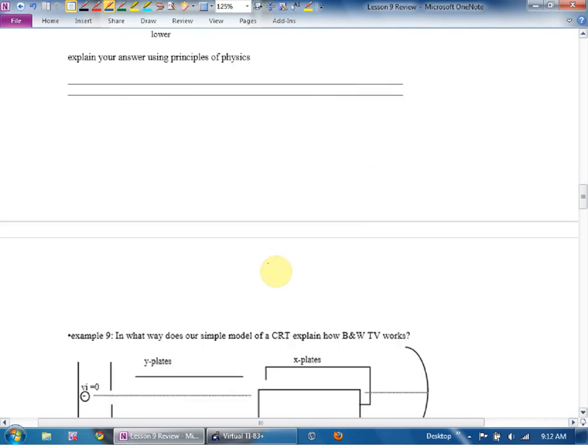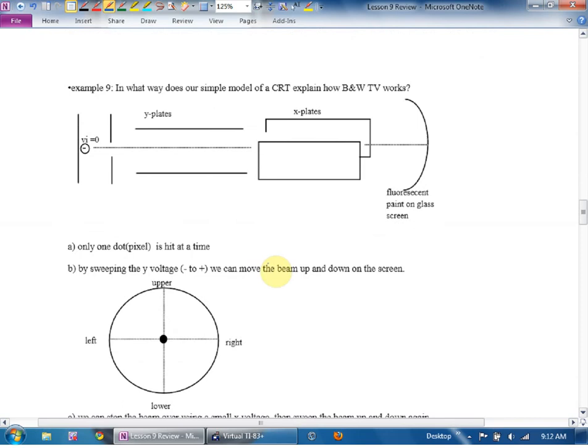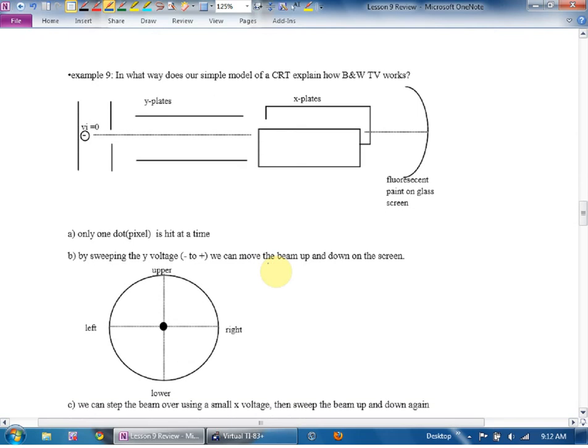So, example 9. In what way does our simple model of a cathode ray tube explain how a black and white TV works? Only one dot or pixel is hit at a time. By sweeping the Y voltage from positive to negative, we can move the beam up and down on the screen. We can step the beam over using a small X voltage and then sweep the beam up and down again, so you can move things left and right, up and down. The electrons hit the fluorescent paint on the inside of the glass. And from our view, Dylan, we see the screen glow at that little dot. And if it's fast enough, we see a moving picture.